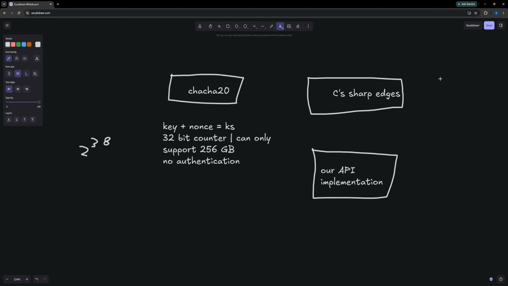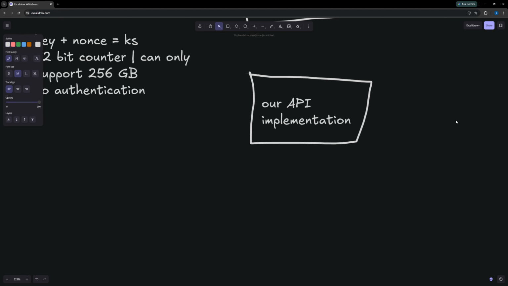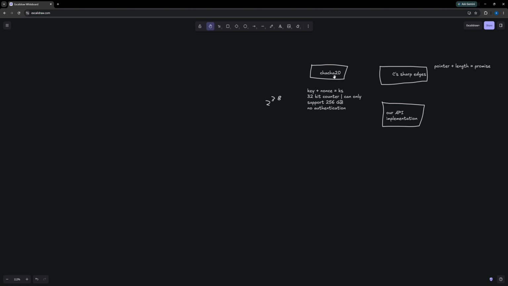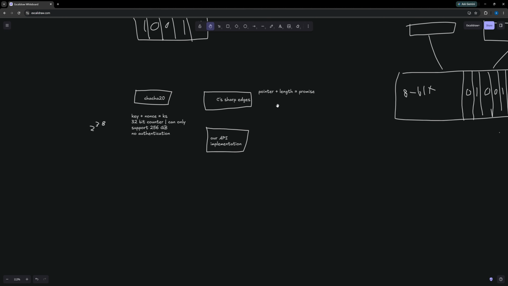A pointer and length from a caller is just a promise. So if the caller is wrong or dishonest, then they can cause all kinds of issues. We can have out of bounds reads and writes. We can have undefined behavior.